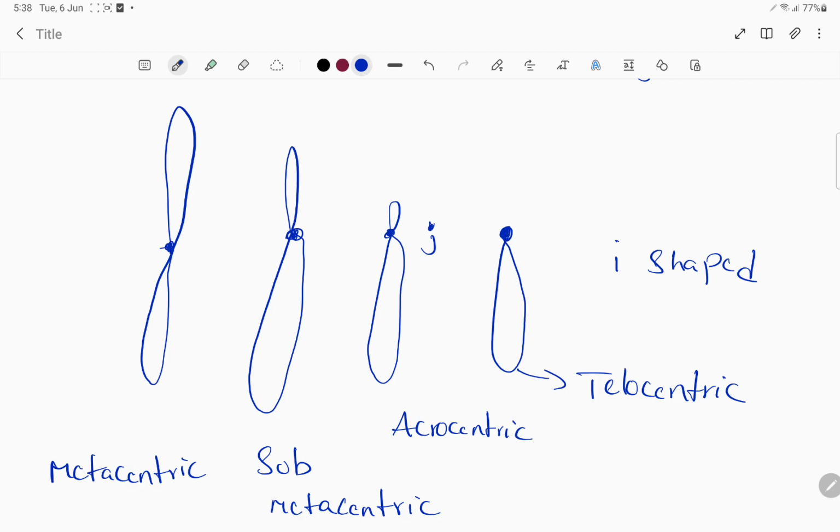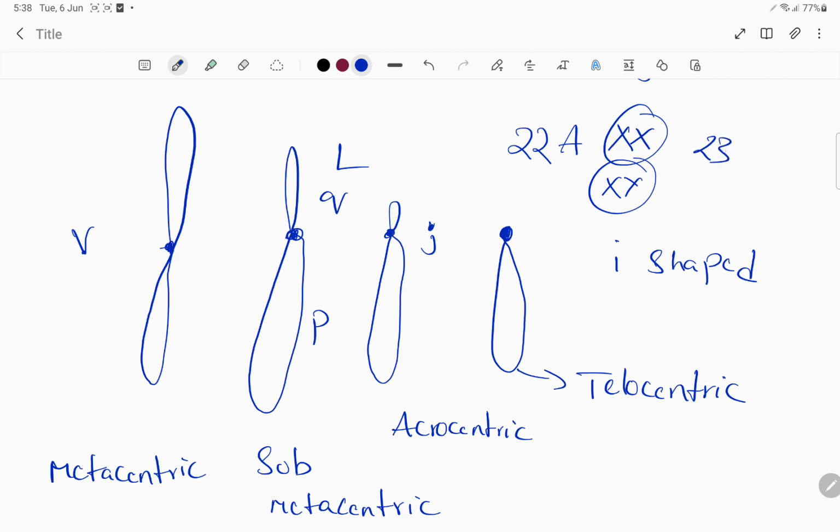In submetacentric we have one long arm and one short arm. The long arm we call Q and the short arm we call P. This is an L-shaped chromosome. And metacentric is a V-shaped chromosome, with the centromere exactly at the center, and you can see this shape during anaphase. In higher animals, the chromosomes can be differentiated into two types, autosomes and allosomes. We have 22 pairs of autosomes, and the remaining X and X, or X and Y, is the allosome. So totally 23 pairs: 22 pairs of autosomes and 1 pair of allosome.